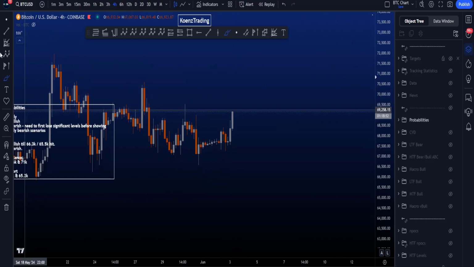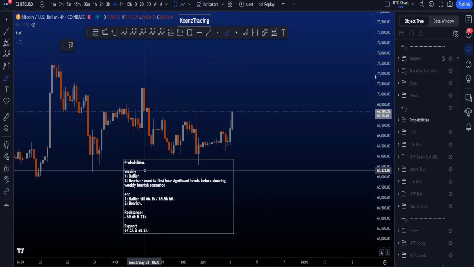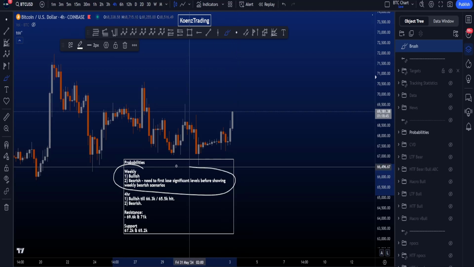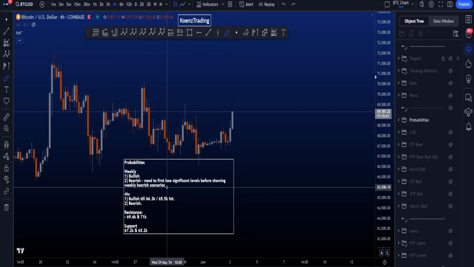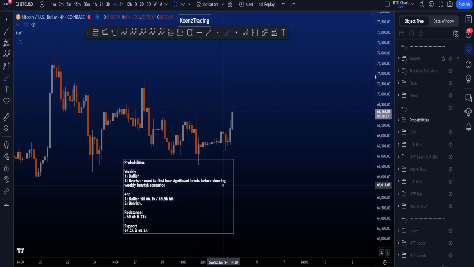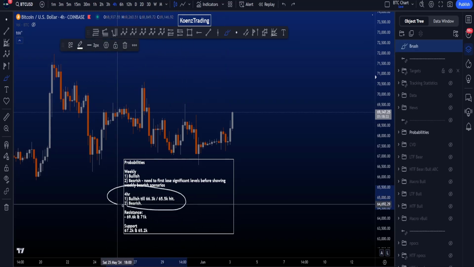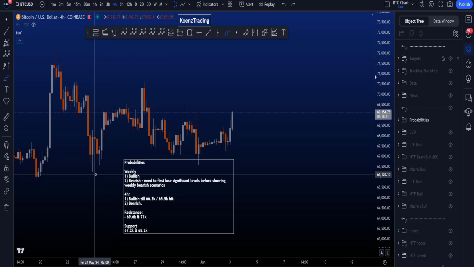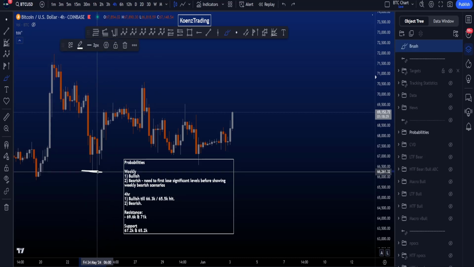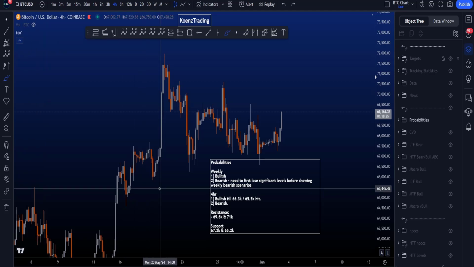The probabilities of the different scenarios are as follows: on the weekly time frame the probabilities are highest for bullish scenarios compared to bearish scenarios. Before considering bearish scenarios, we will first need to lose significant levels on the higher time frame before I even like to show those type of scenarios. And on the 4 hour time frame the probabilities are higher for bullish scenarios until 66.3k, the low over here of this range, or 65.5k as a bare minimum are hit.